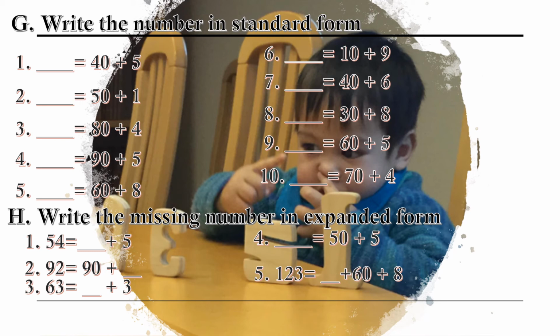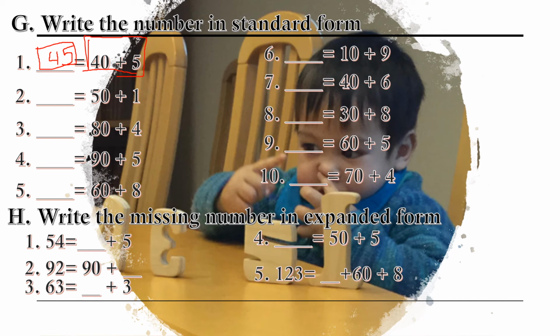Exercises letter G. Write the number in standard form. Okay? We have a number 1. And this one is standard form, remember? Then you're going to write your answer here. What is the missing standard form? Okay? This is called expanded form. What is the missing here? I'm going to do it for you. 40 plus 5. The missing number here is 45. Okay? That's written in standard form. Can you do the rest of the exercises for me?